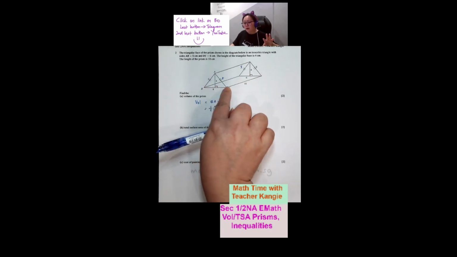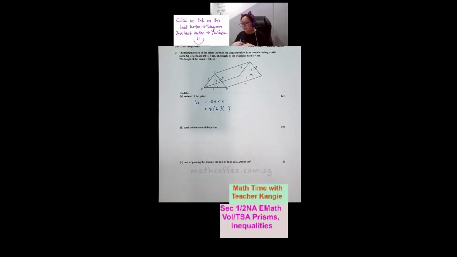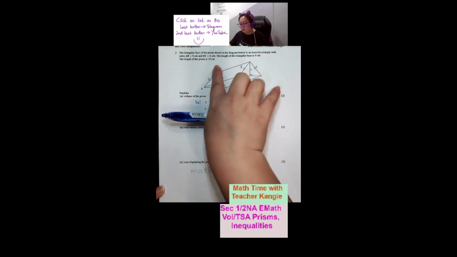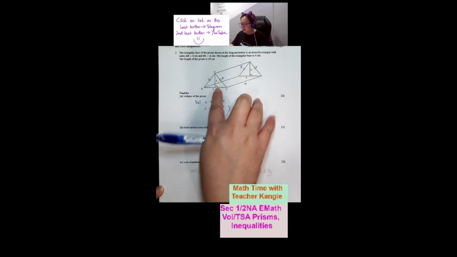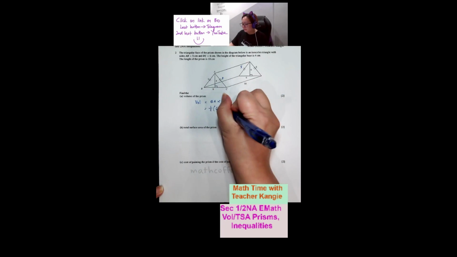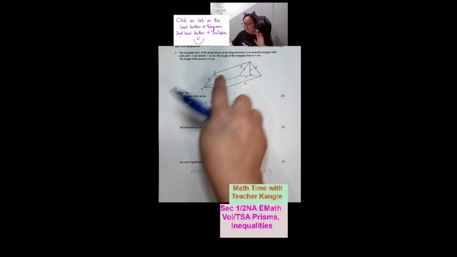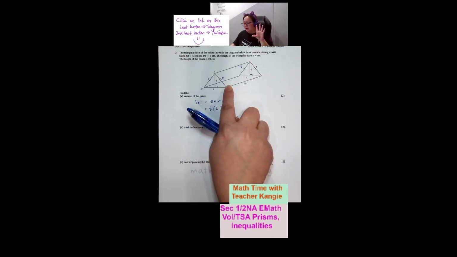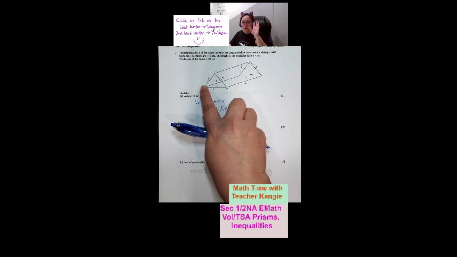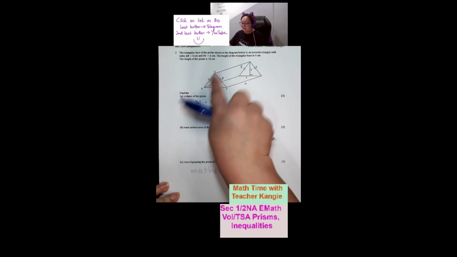Because that's the base. What is the perpendicular height? Good. Take note, it's perpendicular height. So there's a 90 degree here, right? So perpendicular height is 4. Yes, good. So a common mistake, students can still tell me half times 6 times 5. No such thing. Or they go and do half times 5 times 5.